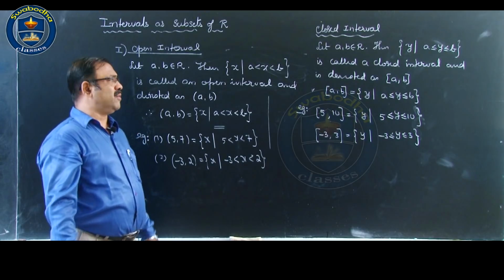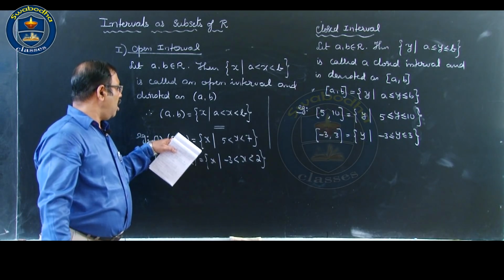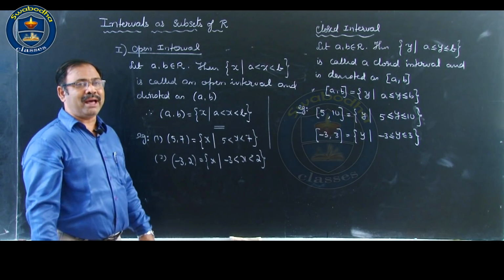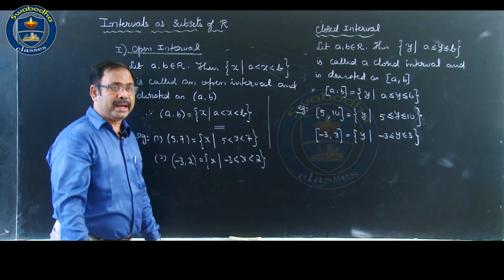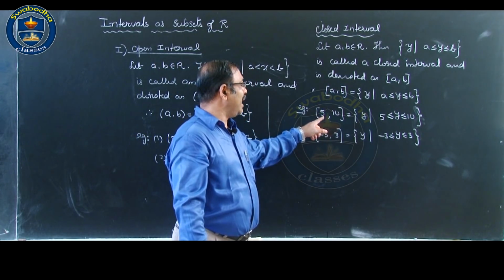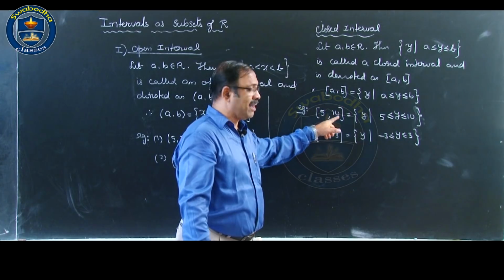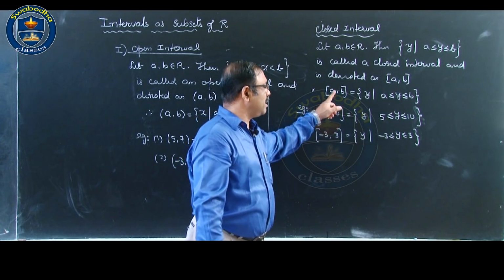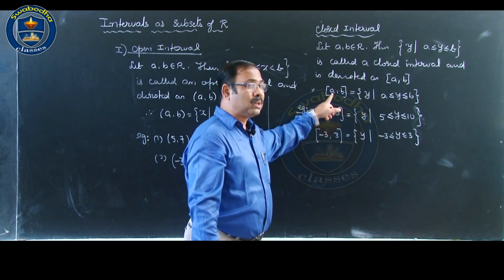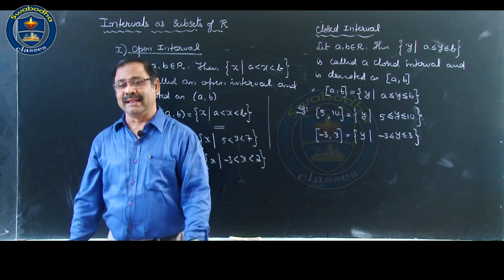So, in the case of open interval, all elements in between a and b are included, but the boundary values a and b are not included. Whereas, in the case of a closed interval, all values between a and b, and also the values a and b themselves, are included in this interval.